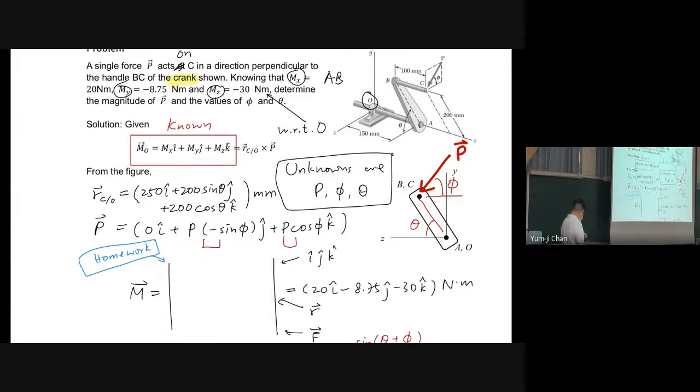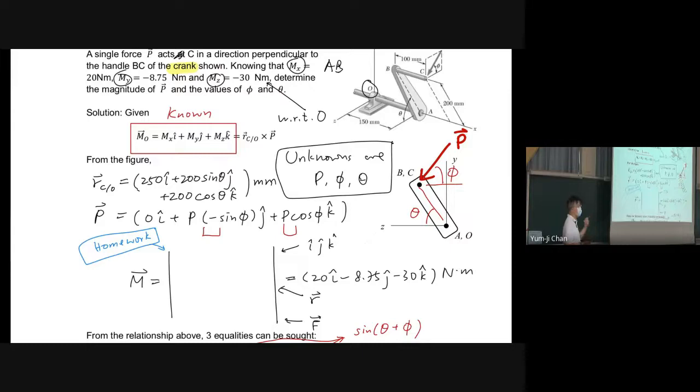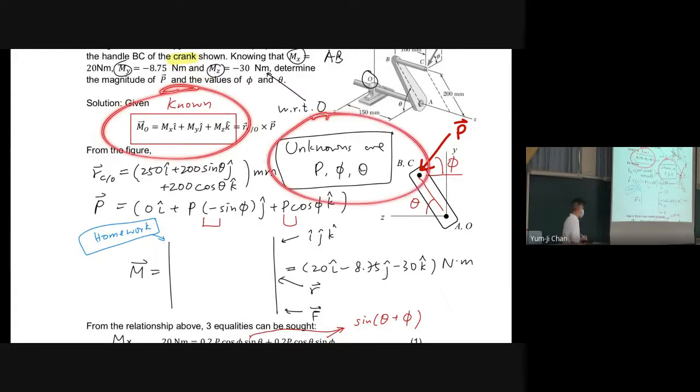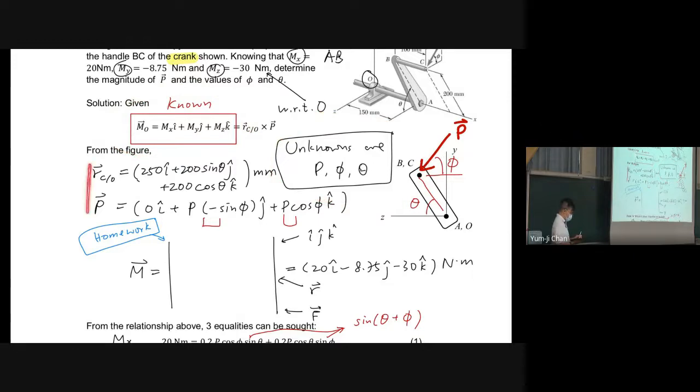What you need to write is the same. First of all, write down M equals R cross F. The key point in dealing with a difficult problem is you need to know what is known and what are unknowns. Sometimes if you face a difficult problem you forget what to do. The first thing is to separate the known things and the unknown things, and then you write down the moment arm and the force.